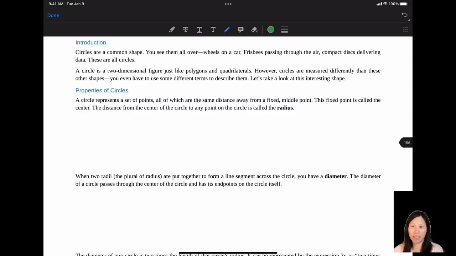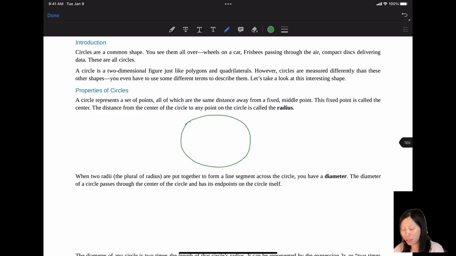Hi, so in this video we are going to talk about the circle, the circumference, which you can also call the perimeter of a circle, and the area of a circle. But first, let's learn something about a circle. So what is a circle?